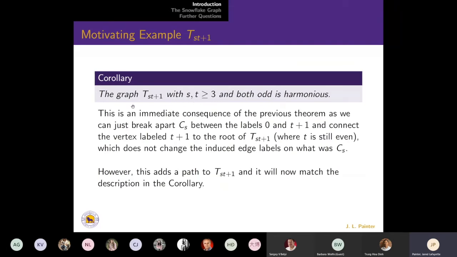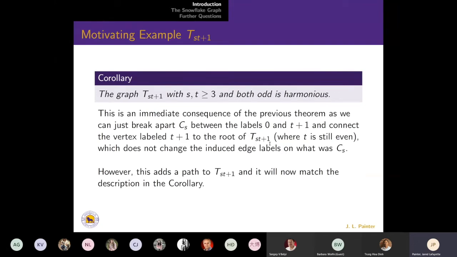Well, one of the first things that we saw immediately is an immediate corollary to their theorem. So if we take the graph, just the star-like tree by itself, T_S,T+1, with S and T bigger than or equal to 3, and both odd, then that's harmonious. And this is actually an immediate consequence of the previous theorem, because what we can do is break apart the cycle, C_S, between the labels 0 and T plus 1, and then just connect the label T plus 1 to the root of T_S,T+1.